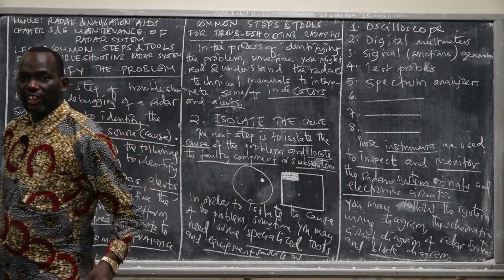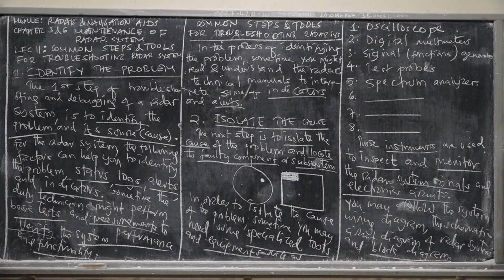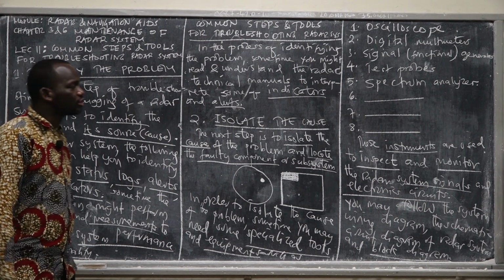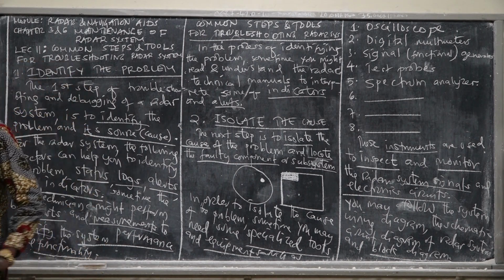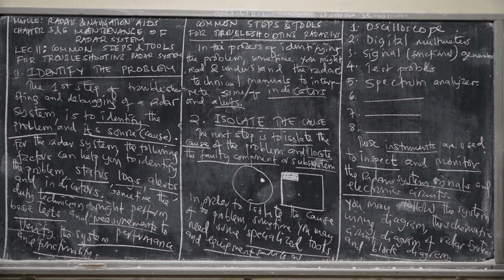So class, let us reinforce the comprehension or the understanding of the concept. Oscilloscope. How many types of oscilloscope do you have in electronics or in telecommunication engineering? Two. One is the digital oscilloscope. The other one is the analog oscilloscope. So the analog oscilloscope is like this one.